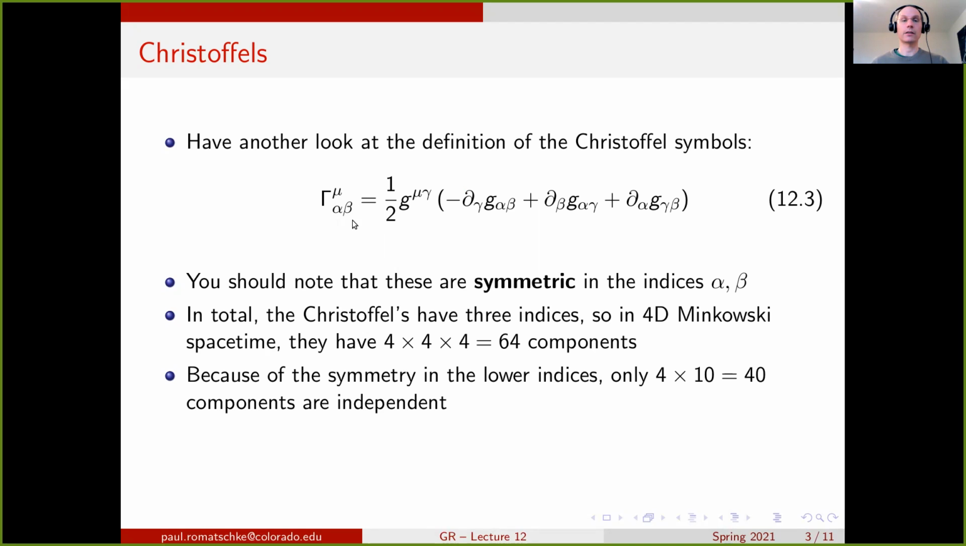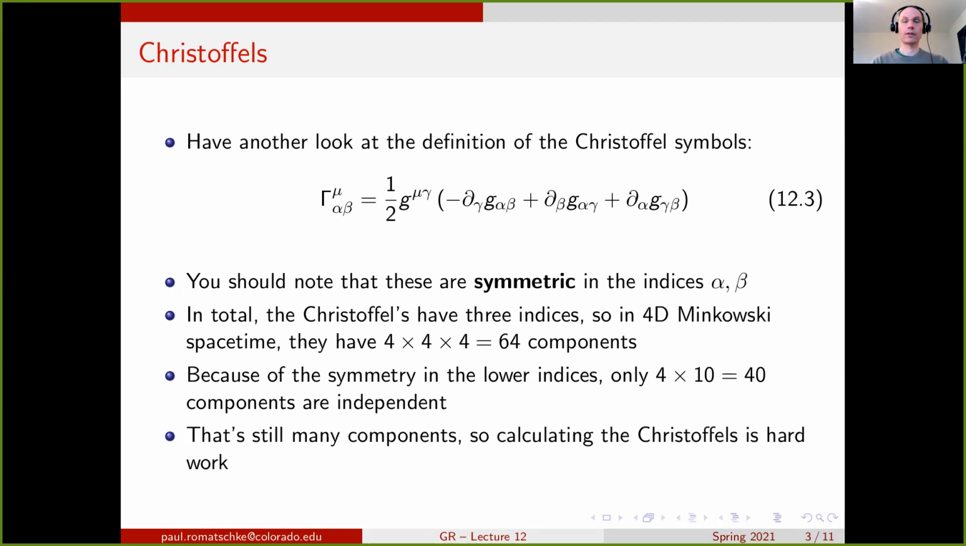So we get the independent contributions from the diagonal, which are 4, the superdiagonal 3, the superdiagonal of that 2, and the uppermost right corner. So in total, we have 10 independent components from these 16 symmetric entries. So we get 4 for the upper index times 10 components, which is 40 independent components of the Christoffel symbols in four-dimensional Minkowski space. That's still a lot of components.